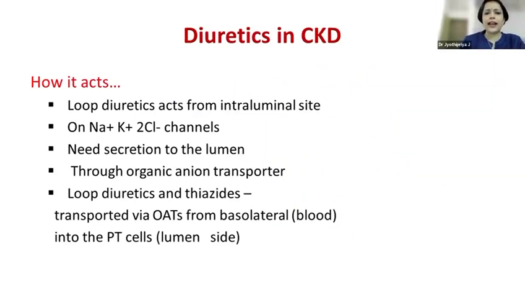So moving on to the action of diuretics, as I told you, loop diuretics act from the intraluminal side on the 1 sodium, potassium, 2 chloride channels. These are not actually filtered into the lumen, they are secreted. To secrete into the lumen, these diuretics, which are bound to protein, have to cross through the organic anion transporter. Through these channels, they are transported from the basolateral side to the lumen of the proximal tubular cells. So both loop diuretics and thiazides are transported via organic anion transporters.